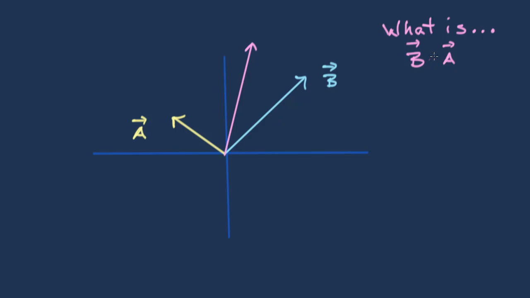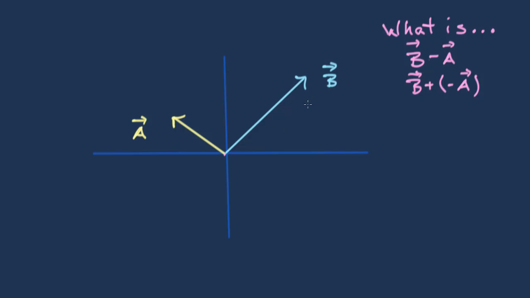So instead of doing b plus a, let's try b minus a. Now the vector b minus a, that's the same thing as b plus the vector minus a. Are you with me? So vector b here is the one that we started off with.